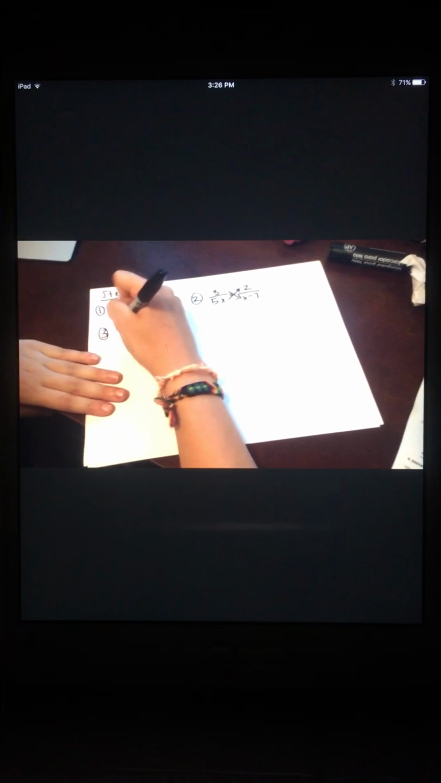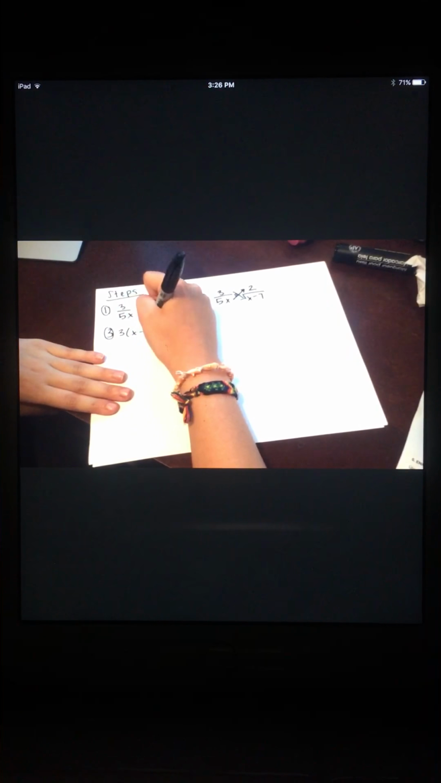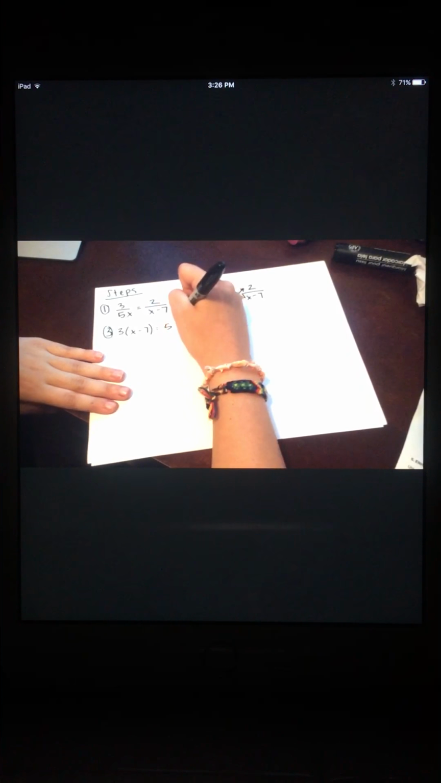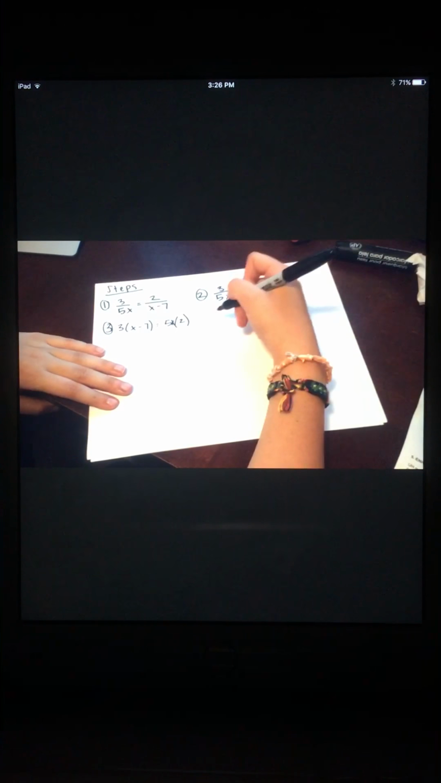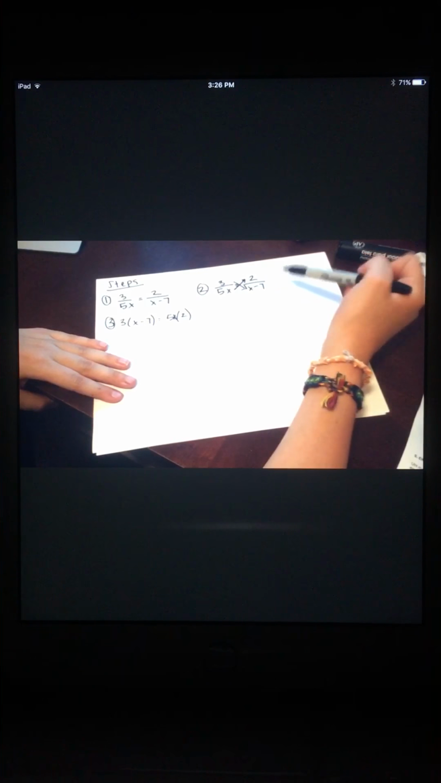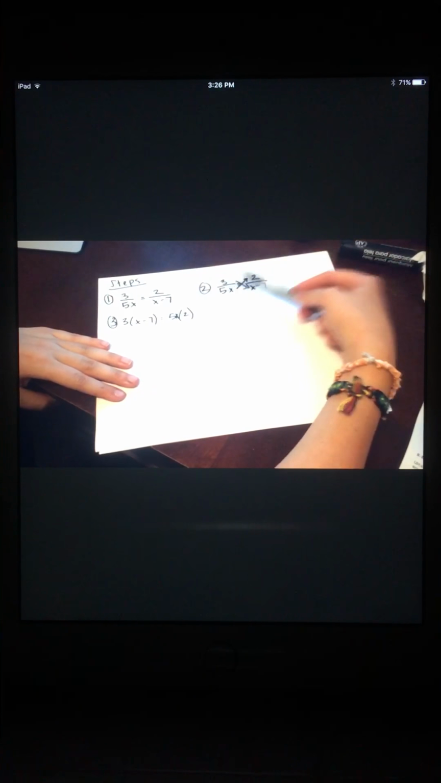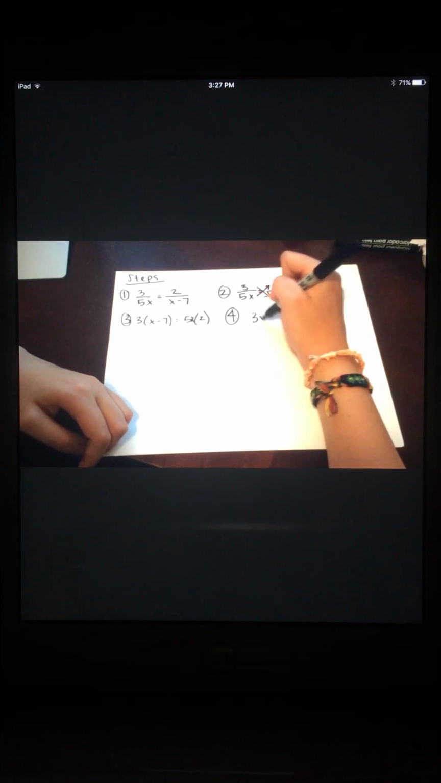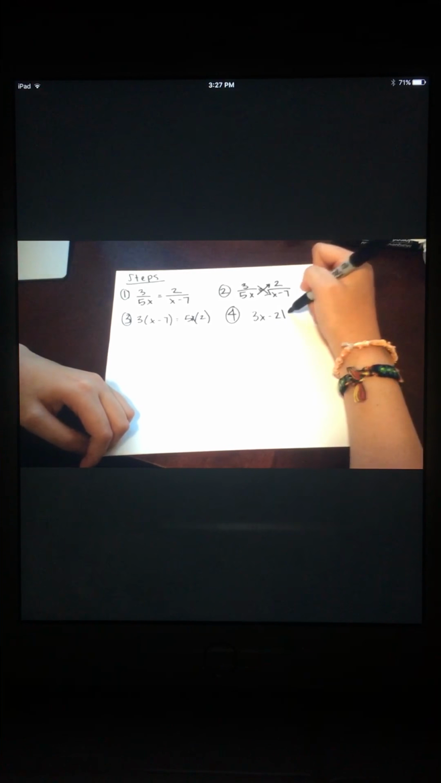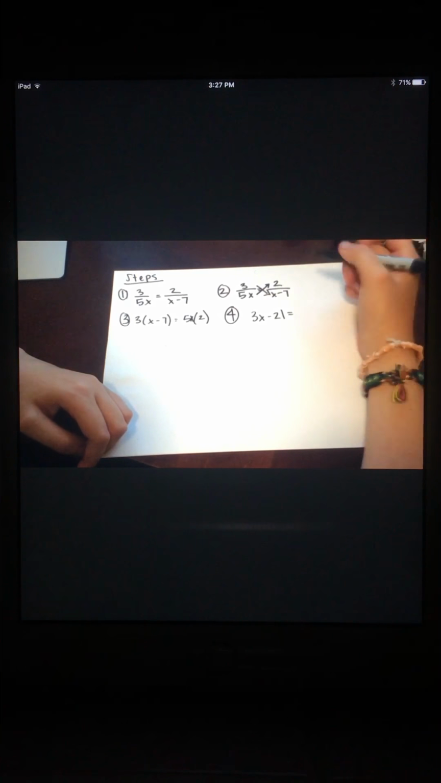Next step is you must put them together, such as this. So 3 times x minus 7, which is this, hence that. Fourth step, you're going to want to distribute the 3 to the x minus 7, and the same for the other side, 5x times 2.